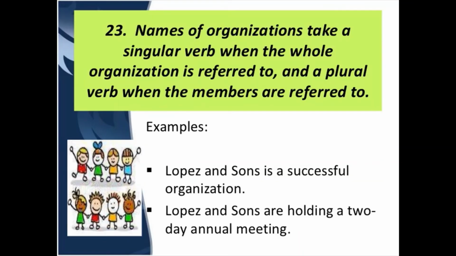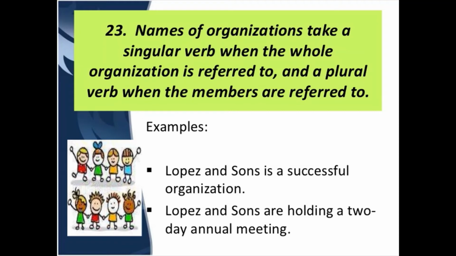Rule number 23. Names of organizations take a singular verb when the whole organization is referred to, and a plural verb when the members are referred to. Examples: Lopez and Sons is a successful organization. Lopez and Sons are holding a 2-day annual meeting.